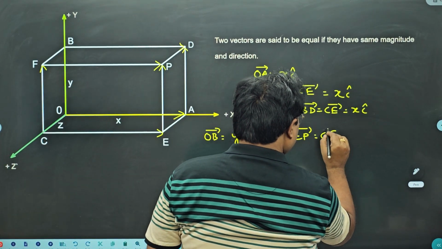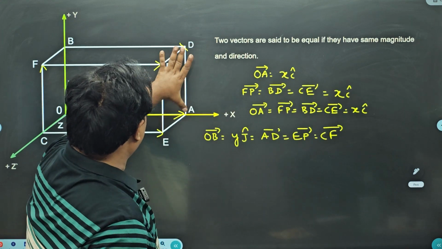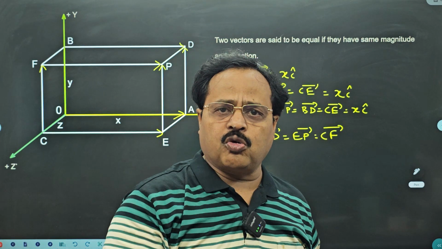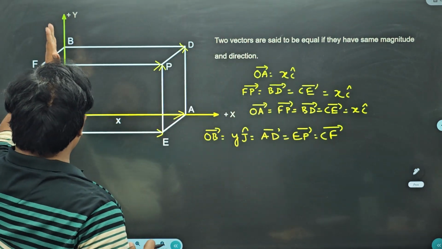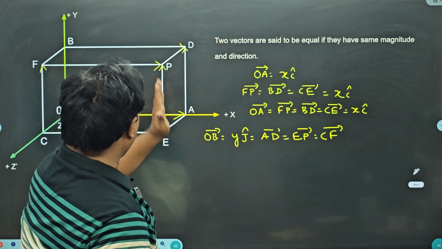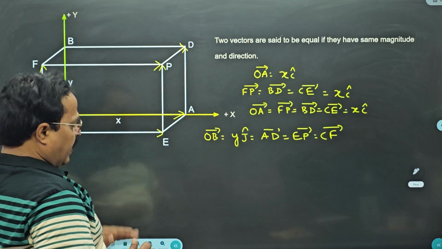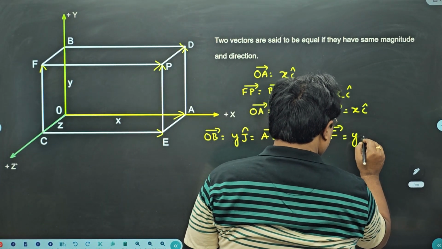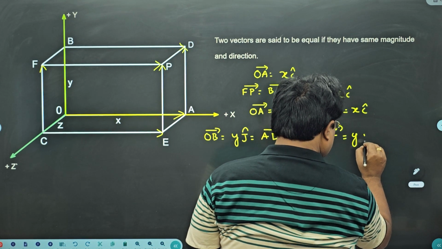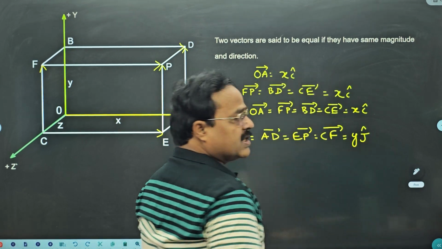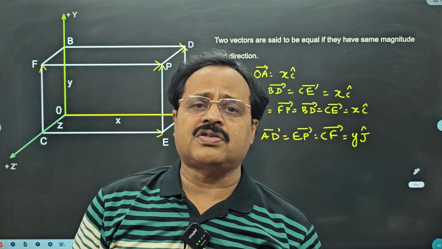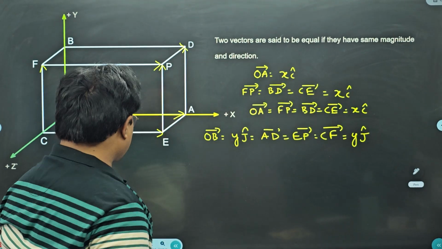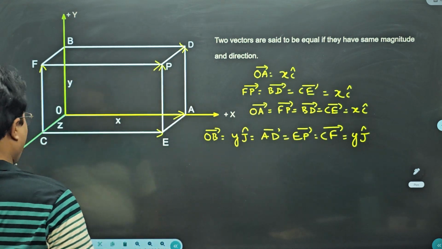You see, in all these vectors, the magnitude is equal to y because this is a cuboid. If all are directed along positive direction of y-axis, then they have same magnitude y and they are directed along positive direction of y-axis. Therefore, their unit vector is j cap because unit vector gives direction. That I had already explained in my first class on vector.